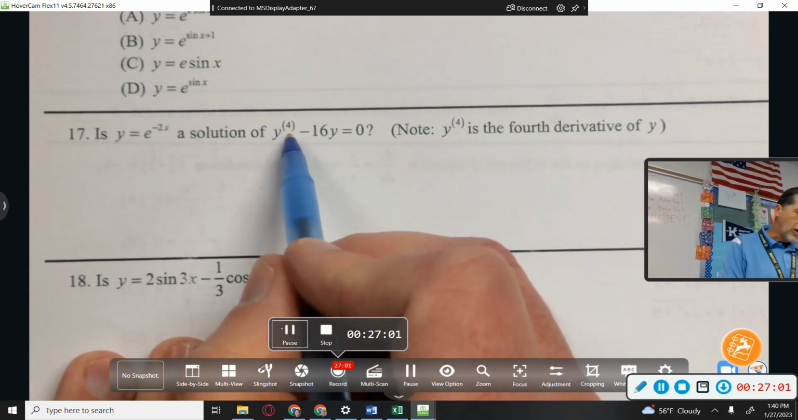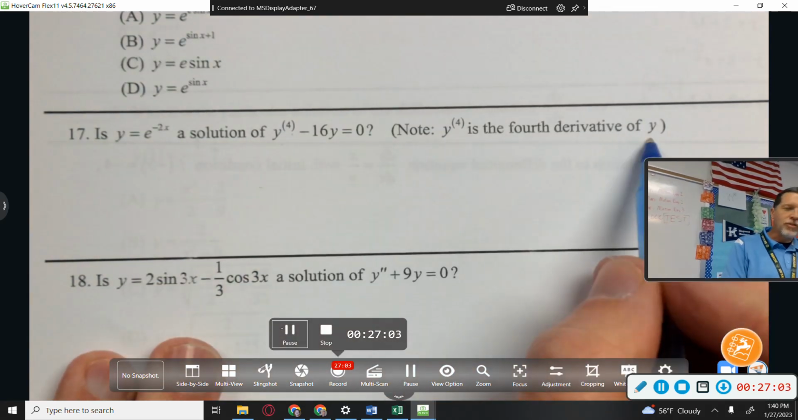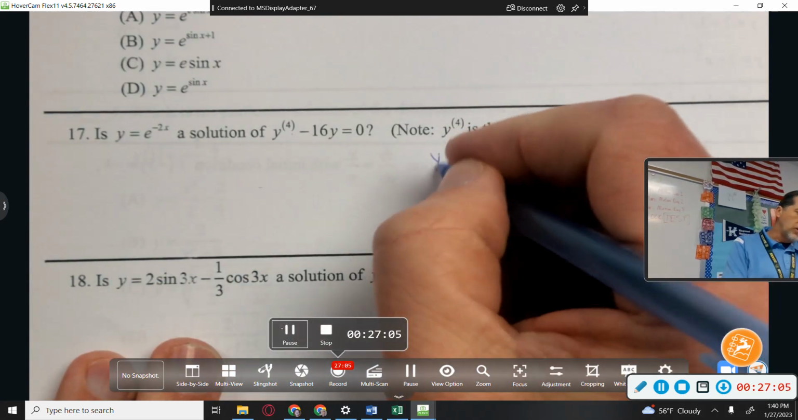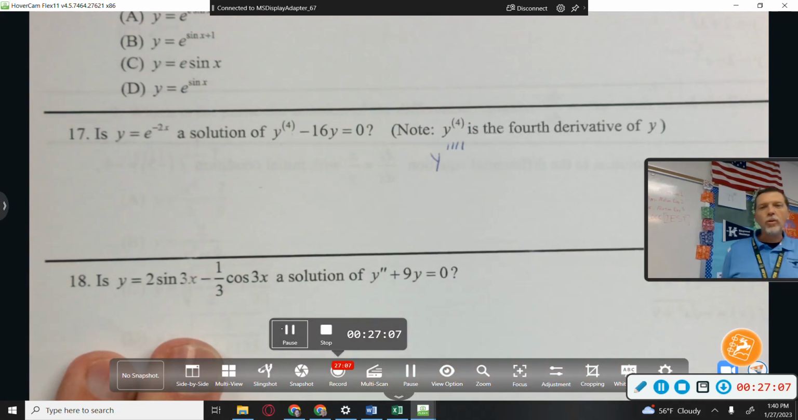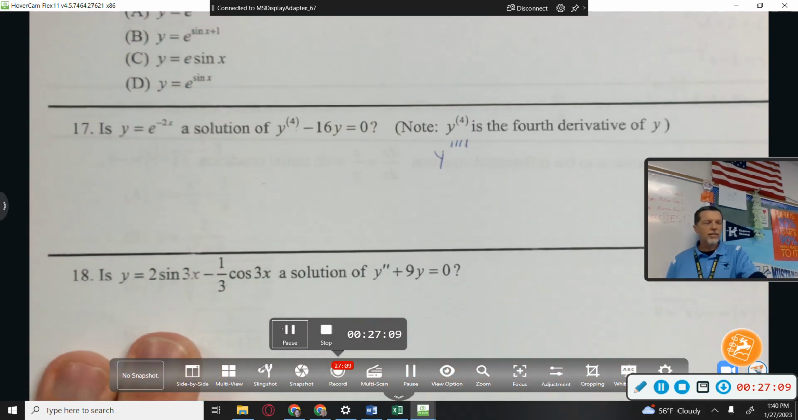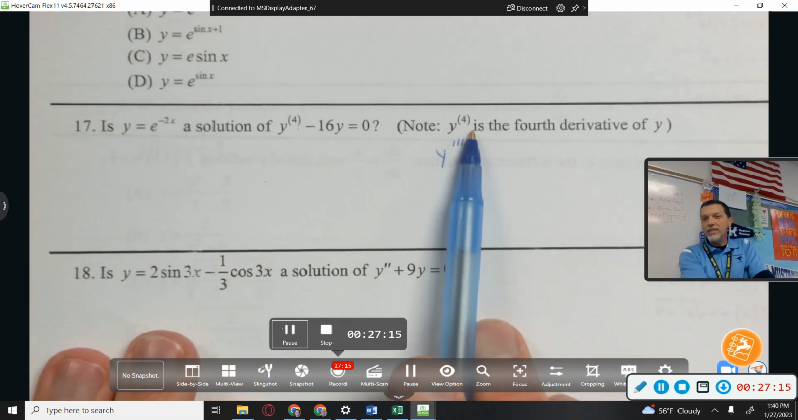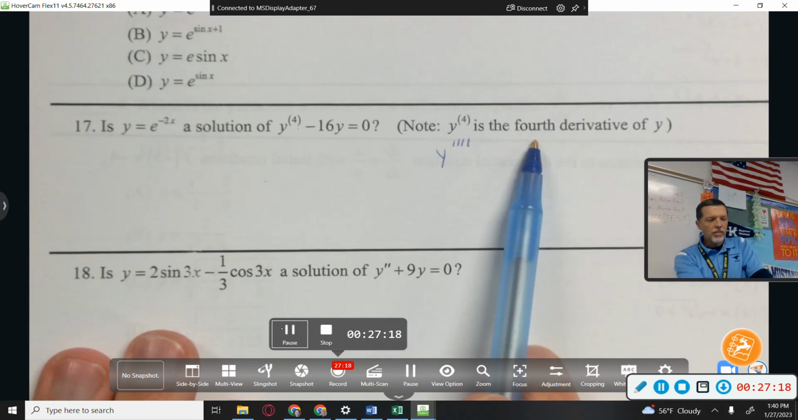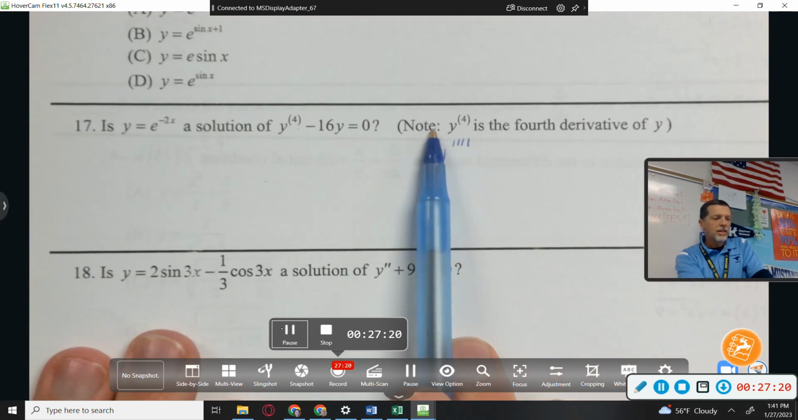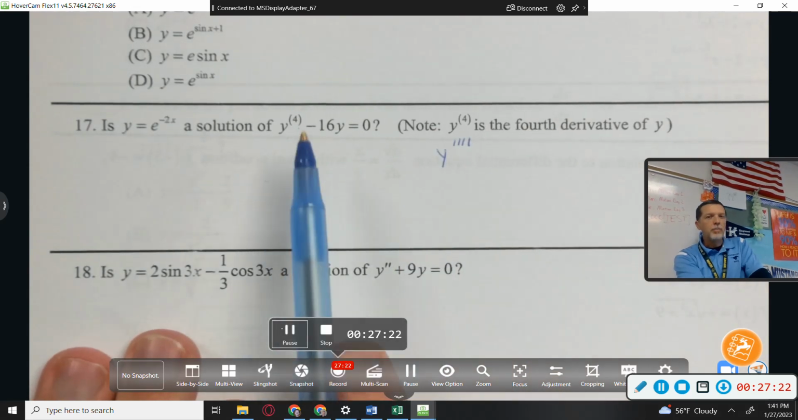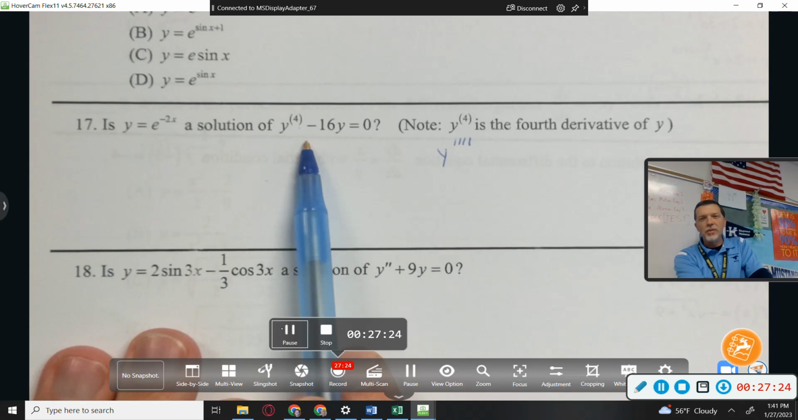In 17, y with the 4 like that is a fourth derivative. It gets a little silly to put four little hash marks there. It's fine for the first or second, but starting in the third, we put it in parentheses. So it's not y to the fourth, it's the fourth derivative of y. Being in parentheses is what tells us that it's the derivative, not the power.